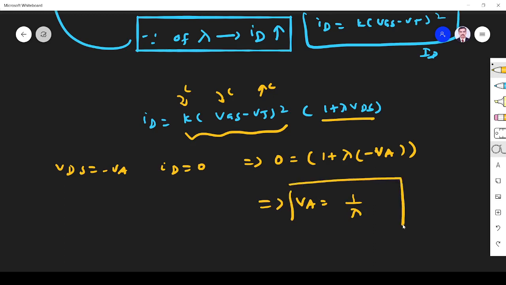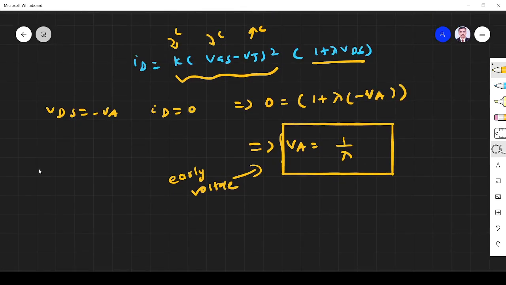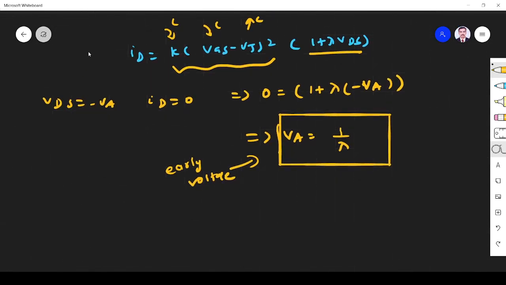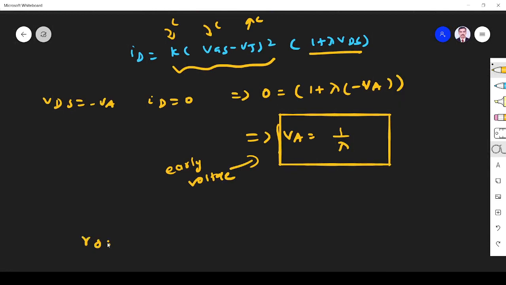What is VA and all? We will deal with it in detail in the small signal model. It is called the early voltage. Right? So that is a pointer. Okay. Now we know ID. We define a new parameter, that is RO, the output resistance due to channel length modulation.